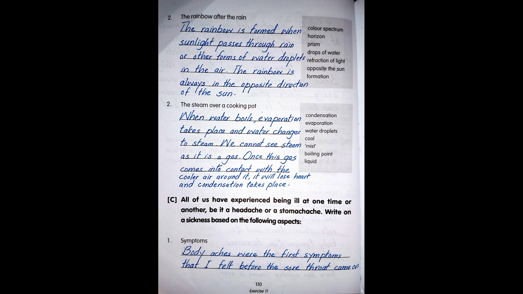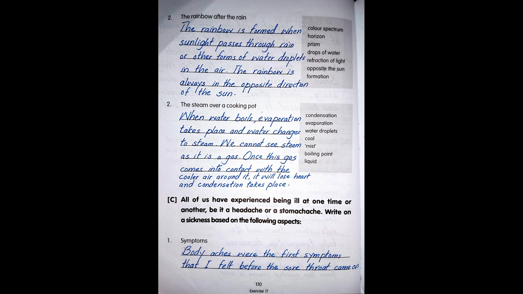3. The steam over a cooking pot. When water boils, evaporation takes place and water changes to steam. We cannot see steam as it is a gas. Once this gas comes into contact with the cooler air around it, it will lose heat and condensation takes place.